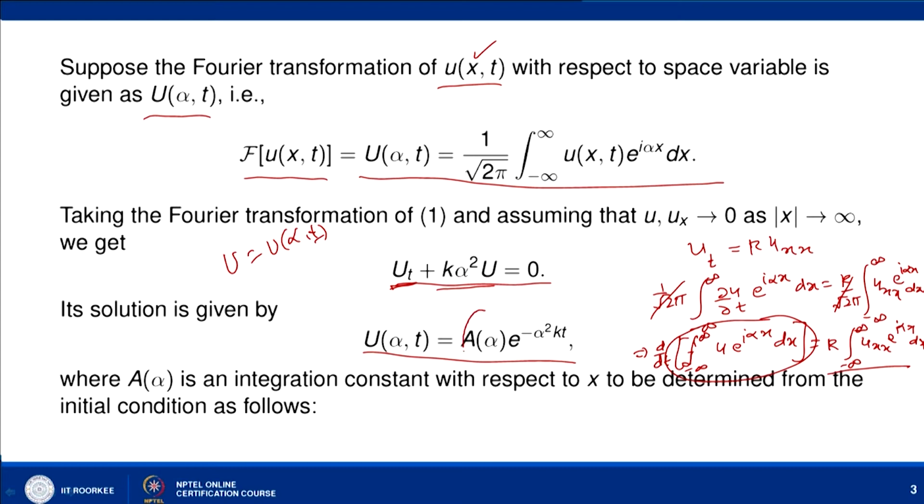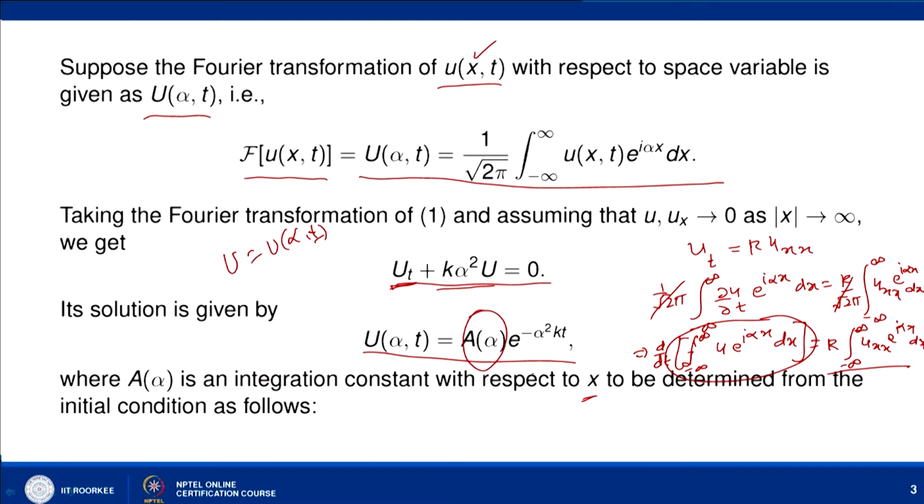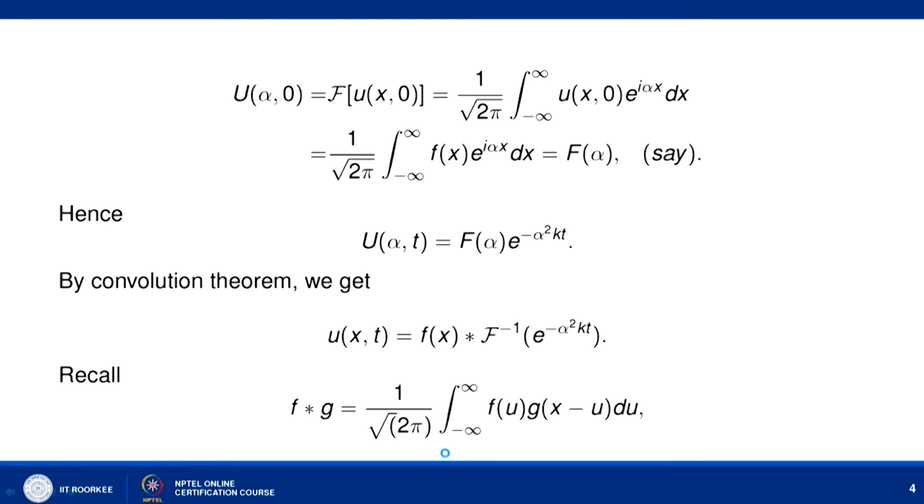Now this A alpha is an integration constant, which is constant with respect to the variable x, and we can determine it from the initial condition, as follows. And what is the initial condition? That u(x,0) equal to f of x. But since this equation is given in the frequency domain, or we can say in the alpha domain, we transform our initial condition also into the frequency domain. So let us write down u alpha 0 as the Fourier transform of u(x,0), that is 1 upon root 2 pi times the integral from minus infinity to infinity of u(x,0) e to power I alpha x dx.